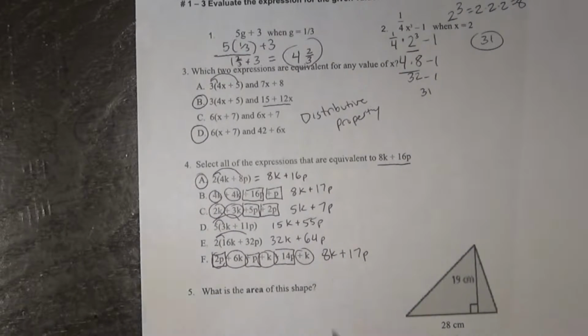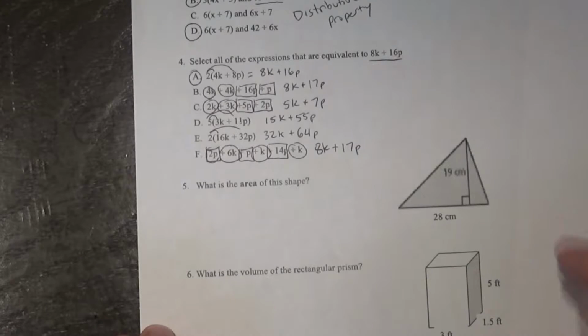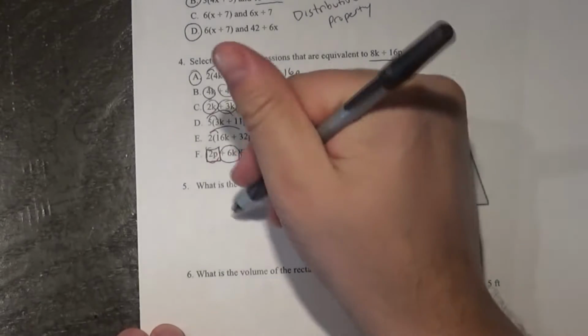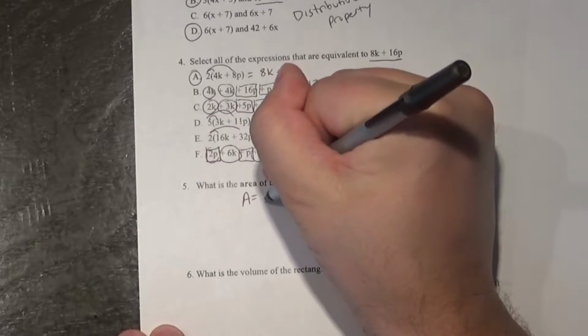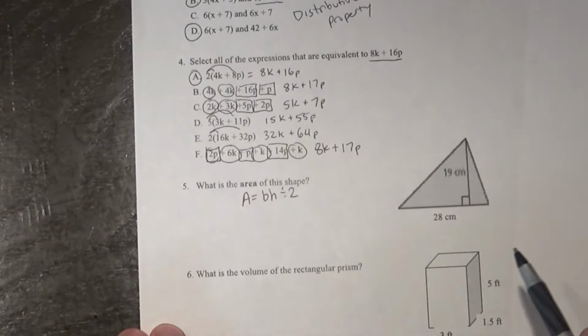So as it turns out, of all these options, only letter A worked for us, and that was 8k plus 16p. Let's take a look at the next one here. It says, what's the area of this shape? Well, here's my shape over here. It's a triangle. So I'm going to write down the area formula for a triangle. That's base times height divided by 2.